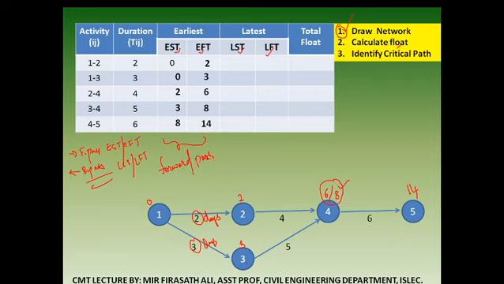Forward pass. Now let us go for the backward pass. Let us see the backward pass calculation. Now the project is completing in 14 days. This won't get affected. This will be 14 days. Now this becomes the latest finish time. This is nothing but the latest finish time of activity 4 to 5. Where do we need to place this value? Latest finish time.